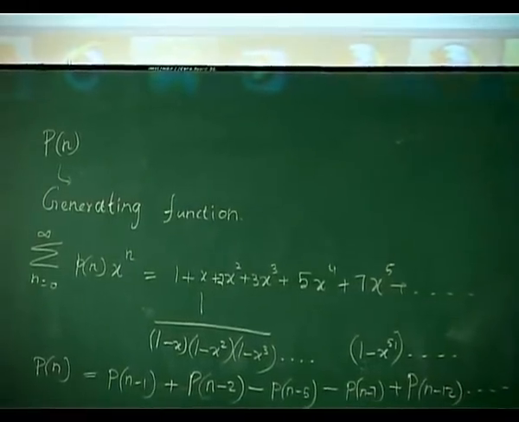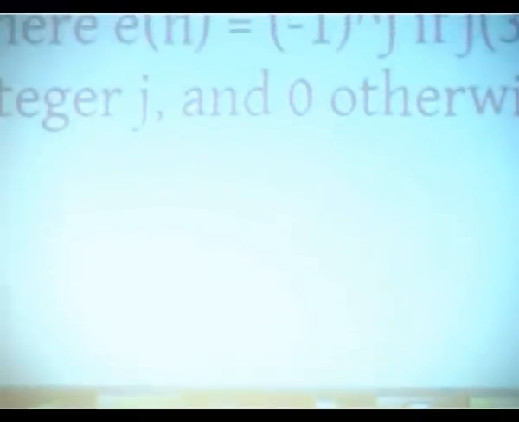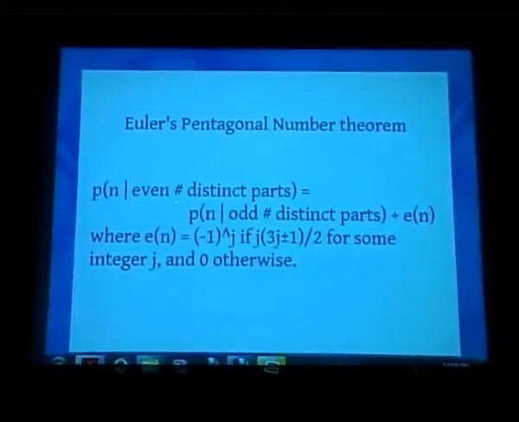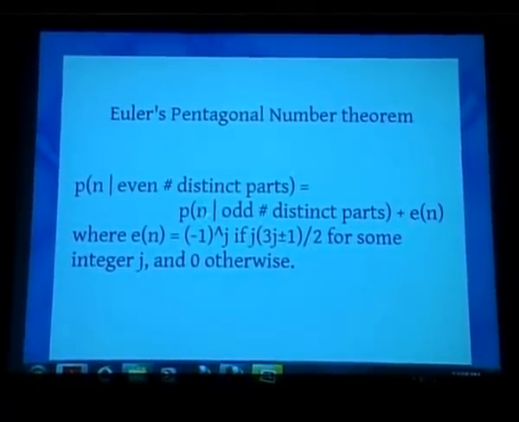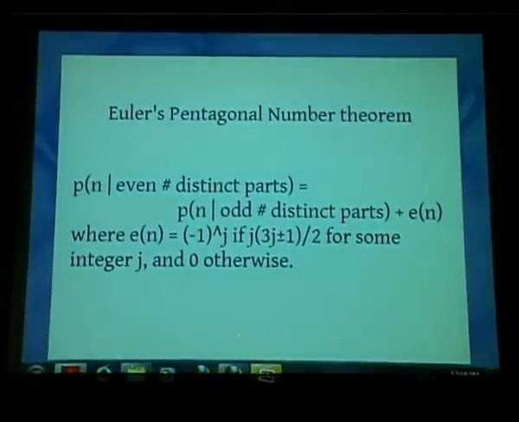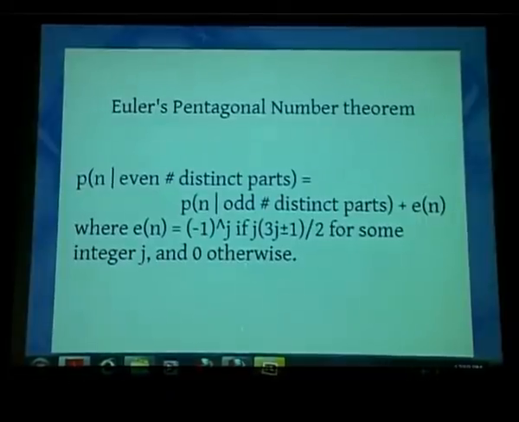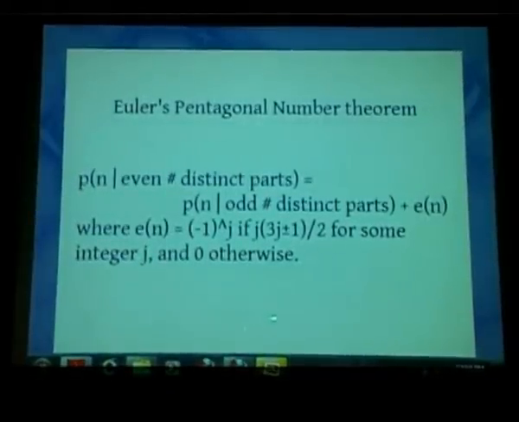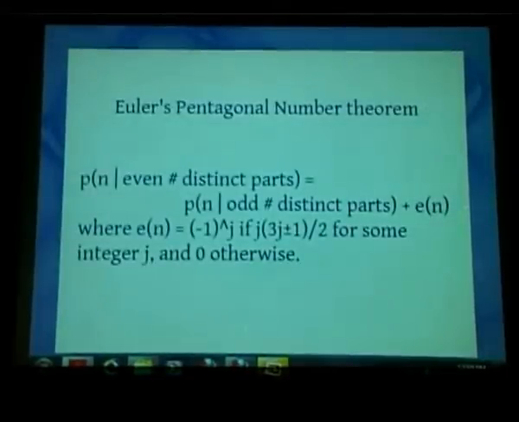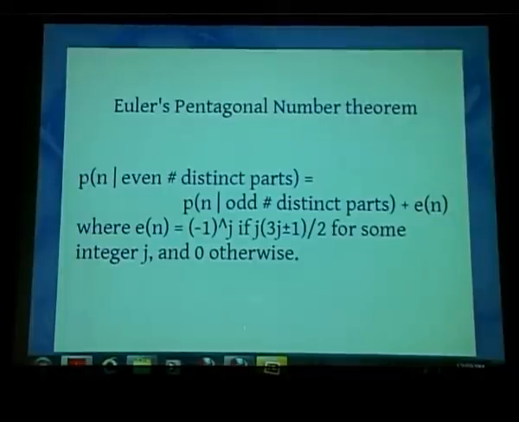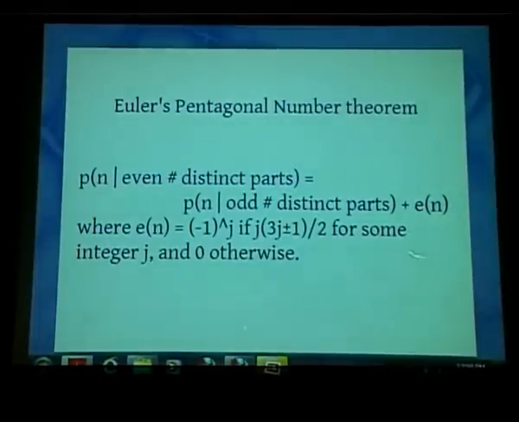So using all these things, he has one more identity which is called Euler's pentagonal number theorem, in which the number of partitions having an even number of distinct parts is equal to the number of partitions having an odd number of distinct parts plus some E of n. This E of n is plus or minus 1 when the integer n is a pentagonal number. So why this E of n comes is, they can't give exactly the bijection. Except for n who are pentagonal numbers, they are able to give the bijection, but when they are pentagonal numbers, they need to add or subtract some numbers. So for that he used this E of n. I am not going into the proof.